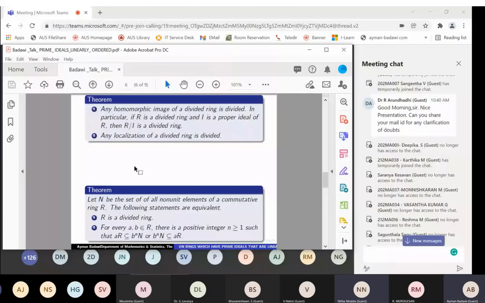Then here is a divisibility condition, how you check if the ring is divided. R is a divided ring. This is equivalent to: whenever you have two elements a, b in R, we should be able to come up with an integer n bigger or equal to 1, where aR, the ideal generated by a, is a subset of b to the n times R. Okay?